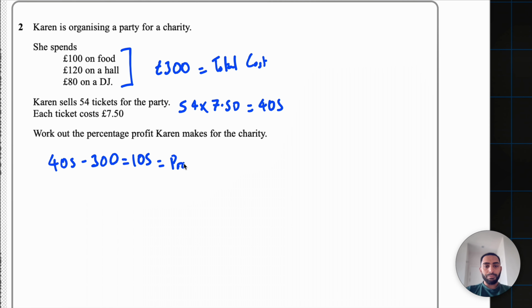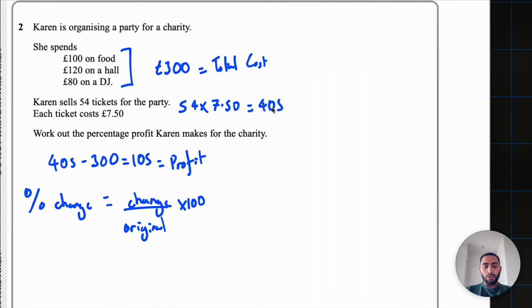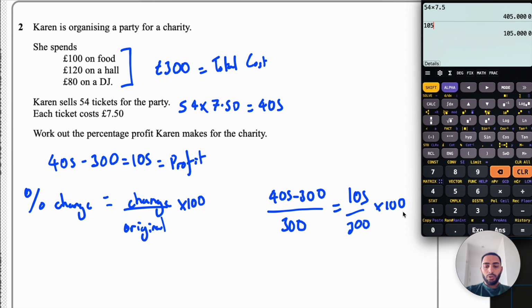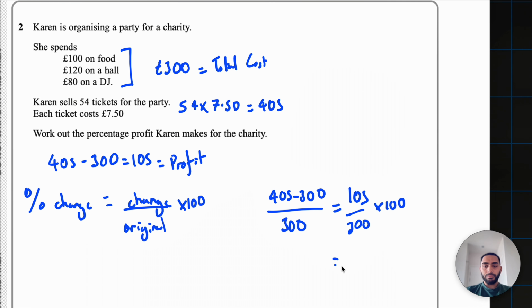So that's my profit. It's asking me to work out percentage profit here. So that means I need to work out percentage change. And percentage change is just the change divided by the original and multiplied by 100. So what's the change here? It's 405 take away 300 and the original was 300. We started off with £300. So 405 take away 300 is 105 over 300. We'll times that by 100. So type that in, 105 over 300 times 100, which gives us a percentage profit of 35%.